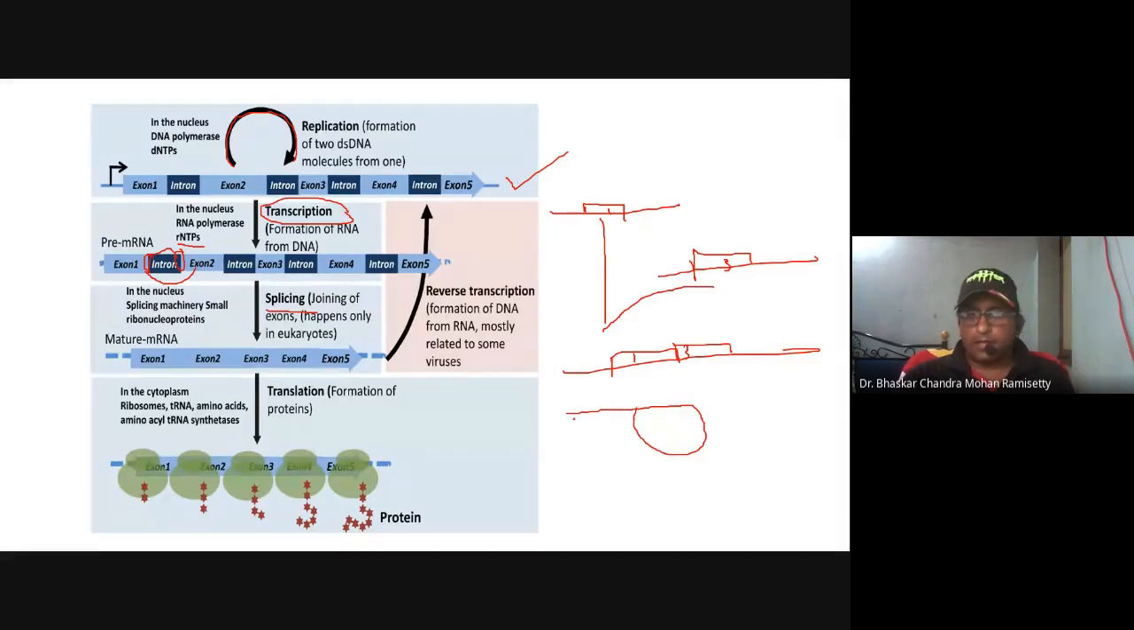This is a lariat. It is one of the products formed in which type of splicing? And maybe it is a good point to ask what the junction present here is, and in which cases would you find this, I mean the end product of an intron after splicing.